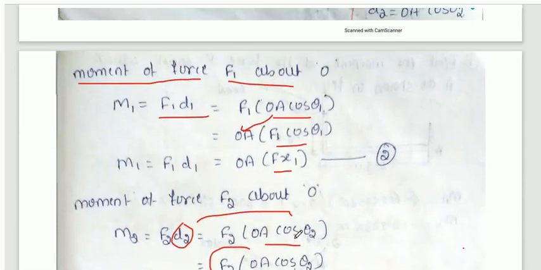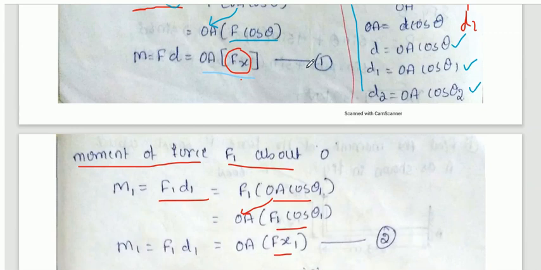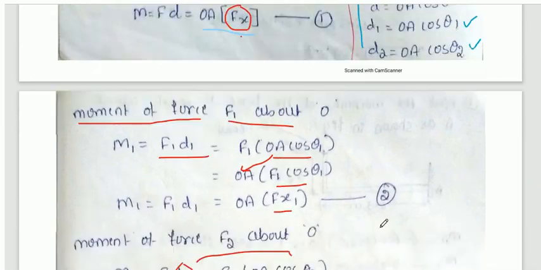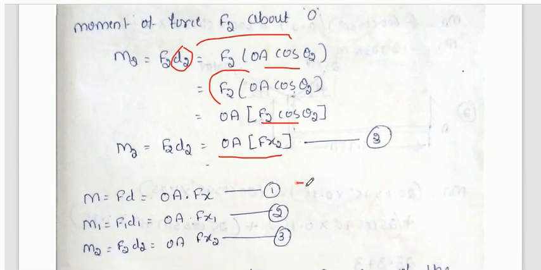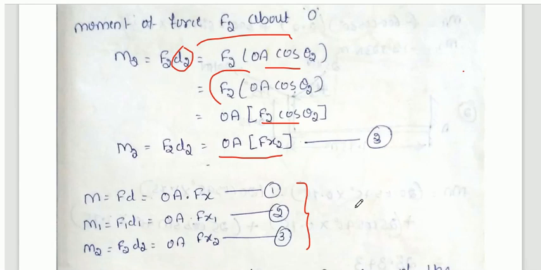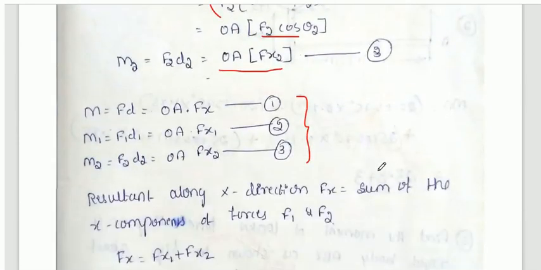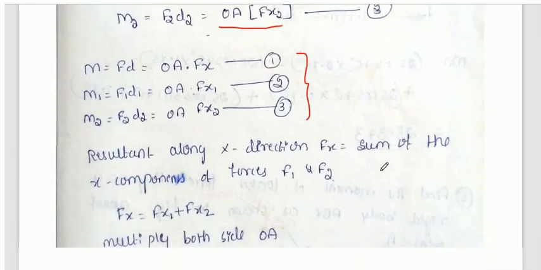Just call it equation 1, equation 2 and equation 3. These are the equations 1, 2, 3 we have obtained by considering the moment at O by F1, F2 and F. Is it clear? Yes, ma'am.